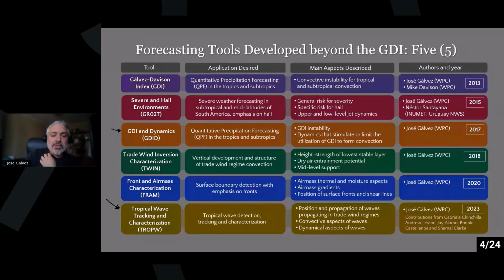Okay, so I'm just going to go into the algorithms. This is the last one that I wanted to show, the tropical wave and tracking characterization algorithm. Actually, we started working with that a while ago with Gabriela Chinchilla from Costa Rica, but then we included feedback from NHC, Andrew Levine, and thanks to Jay Alamo who organized the meeting. And with Jay, Andrew Levine, and Bonnie, and Shamal Clark from the Cayman Islands, we fine-tuned this algorithm to help with the detection of tropical waves. So these are the 5 new ones I'm going to speak about. And again, this is going to be very superficial because we only have about 40 minutes left.